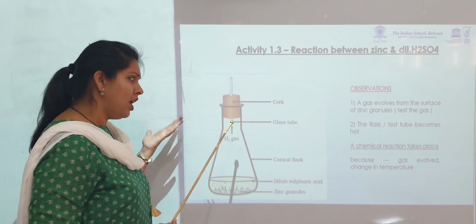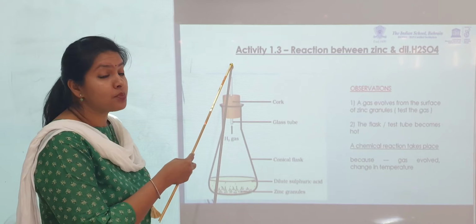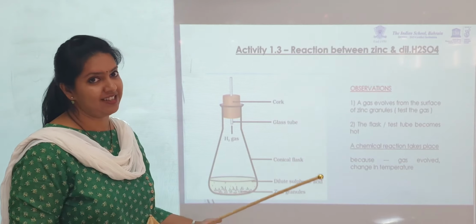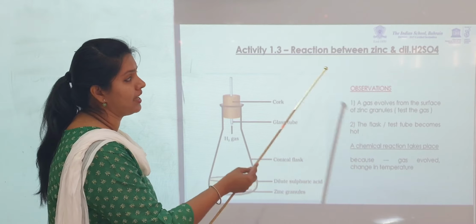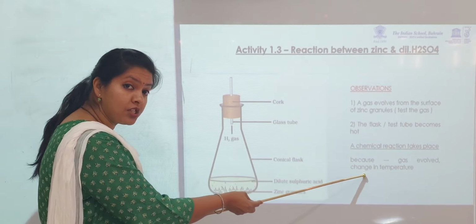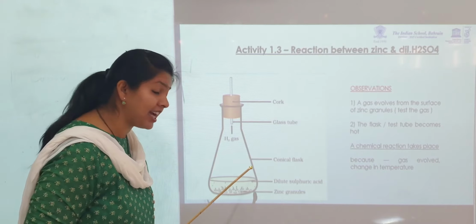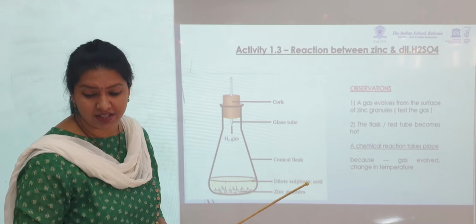That is an indication that there is a chemical reaction taking place because there is evolution of gas. We now try to test the gas, bringing a burning splinter over here. It's put off with a pop sound. Very clear, you know the gas evolved is hydrogen. So again, we know a chemical reaction has taken place because a gas is evolved, and there is also a change in temperature, children. When I touch the flask, it is hot. That means heat is released during this reaction.